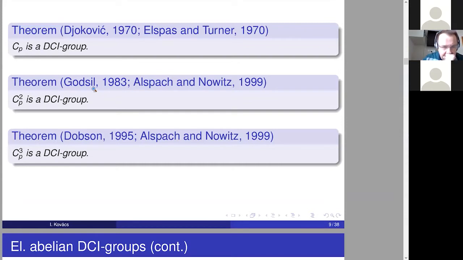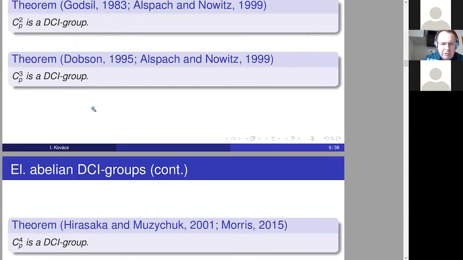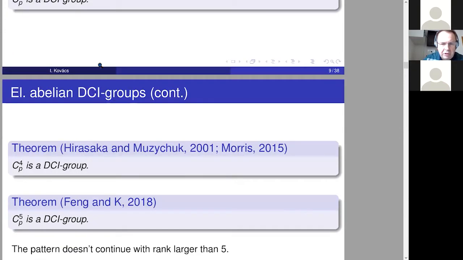And later, Chris Godsil, and Brian Alspach and Louis Nowitz in a paper in 1999, confirmed that the group of rank 2 is DCI. The group of rank 3 was proved to be DCI by Ted Dobson. In fact, Brian Alspach and Louis Nowitz proved these two results in the same paper, and they simplified the previous proofs. So the goal was to write a simpler, more elementary proof. All these proofs are based on permutation group theoretical techniques.